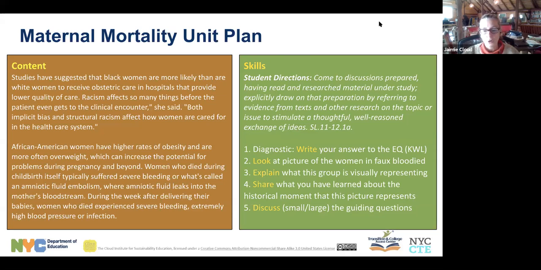performance indicators are: look at the picture of the women in faux bloody outfits, explain what this group is visually representing, share what they've learned about the historical moment that this picture represents, and then discuss the guiding questions. So now we can go to the next one, Rebecca.